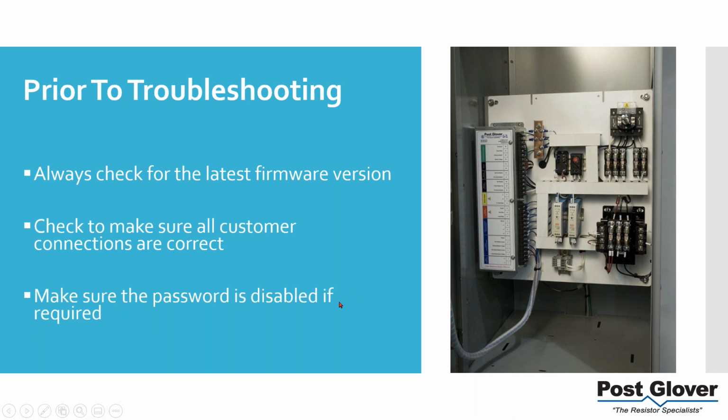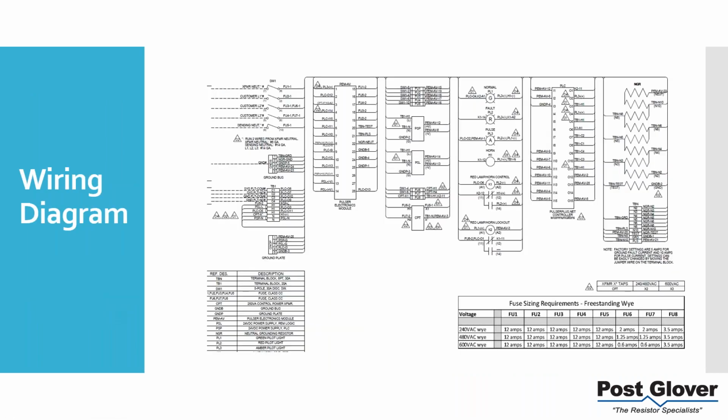The point is that you want to make sure all those connections are correct. And then, a lot of times we get calls. It's, look, I'm not getting this kind of functionality out of the unit. What's going on? The first thing we ask people is, okay, did you disable the password? It sounds really simple, but you don't actually have full functionality of the system until you do that. So that's the first thing you should check prior to troubleshooting.